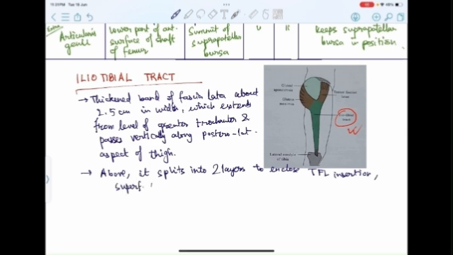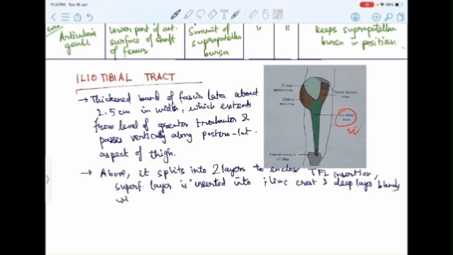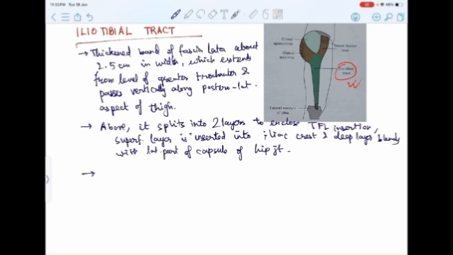Superficial layer is inserted into iliac crest, and deep layer blends with lateral part of capsule of hip joint. Why is the iliotibial tract important? So important because of this guy. Posteriorly, iliotibial tract, ITT I'm writing short, receives insertion of 3/4 fibers of gluteus maximus.